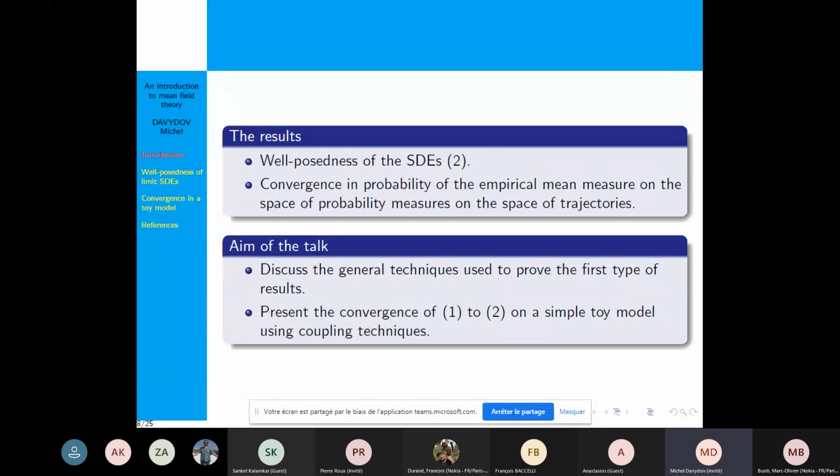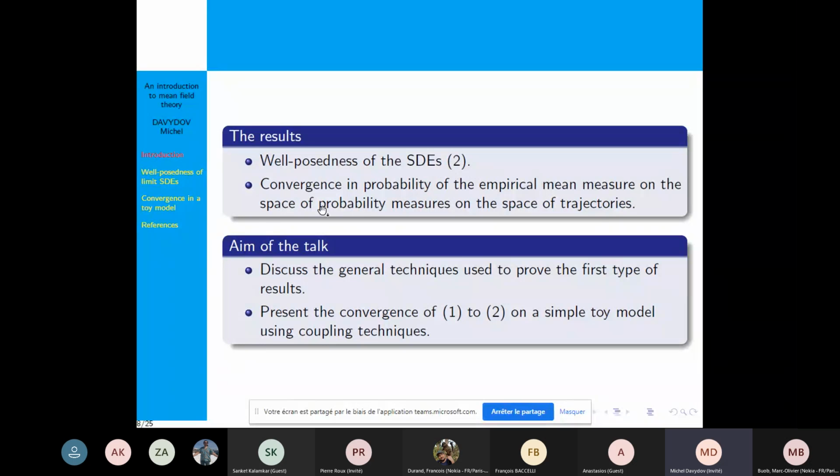So what kind of results do we have in mean field theory? There are two main types of results. Of course, there can be others. The first is that the equations at the macroscopic limit, the equations 2, you have to show that they're well posed, because as I mentioned previously, they're non-linear. So the most basic theorems for stochastic differential equations don't apply to them because of this non-linearity. So we have to show that there exists indeed a solution to those equations, and that the solution is unique. So this is what well-posedness means.